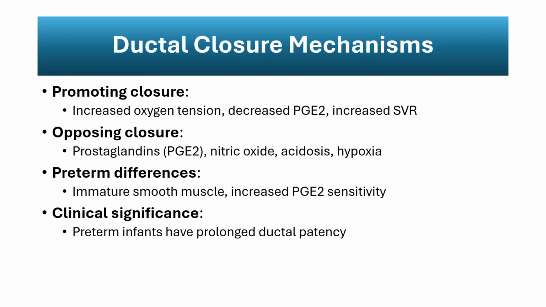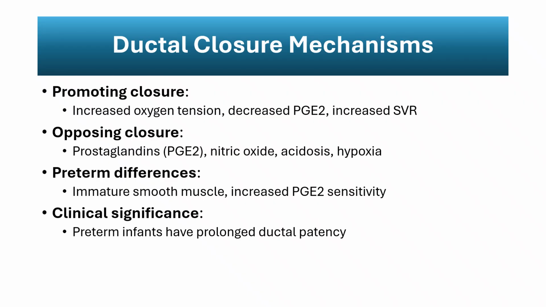Preterm infants face additional challenges. Their ductal smooth muscle is immature and more sensitive to prostaglandins, which makes the ductus less responsive to oxygen and more likely to remain open. This prolonged patency is clinically significant because it increases the risk for complications such as necrotizing enterocolitis, intraventricular hemorrhage, and bronchopulmonary dysplasia. Understanding these mechanisms helps explain why targeted therapies work.